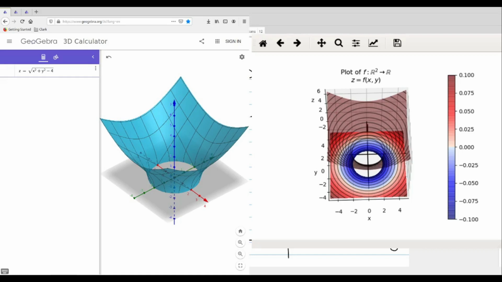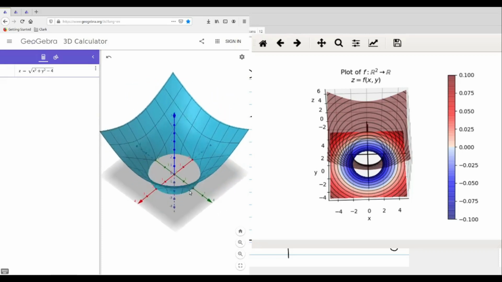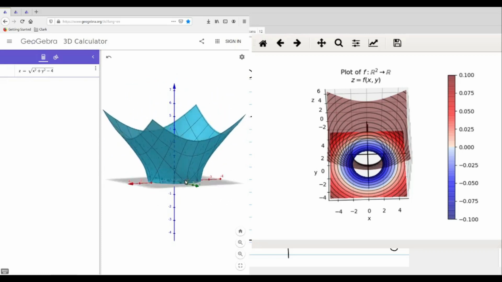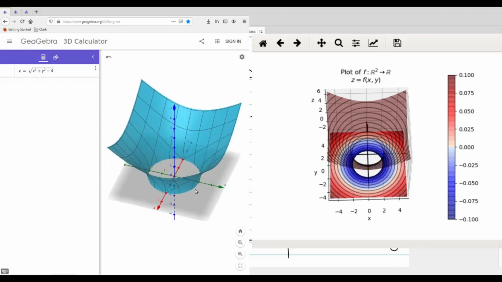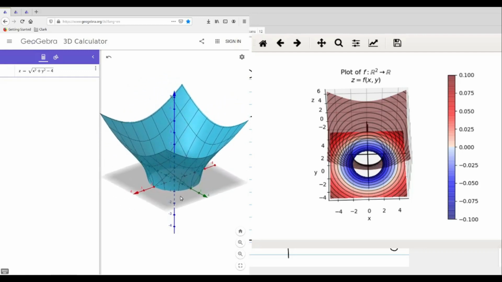You can see what I've entered into GeoGebra: z equals the square root of x squared plus y squared minus 4, and you see exactly what I'm talking about. This is a plot of what's called the graph of the function. This is a big concept that we're going to be talking about, where at every single point in the xy plane, any xy point you choose, the z coordinate gives the value of the function at that point.